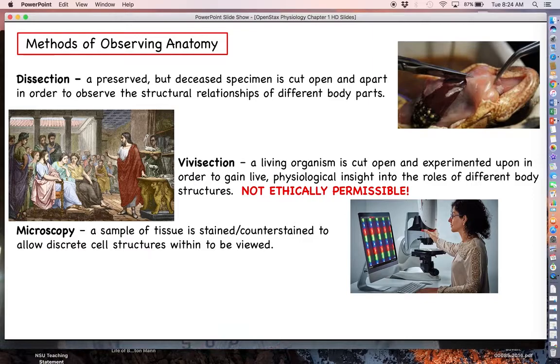Now, microscopy is something that is very commonly done, something that we will do just a little bit of in this class. So we already saw this from our discussion on microscopic anatomy on the previous slide, but essentially the idea here is that you're able to get a sample of tissue from either a deceased or a live specimen, and you can stain and counterstain all the different cells and structures held within to allow those structures to be easily viewable by use of a microscope.